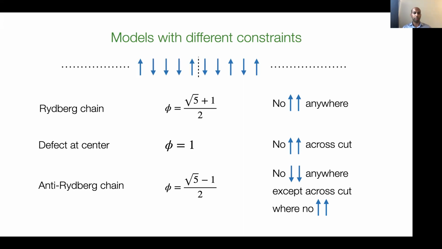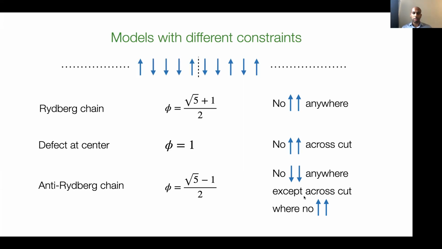And you can also construct something like an anti-Rydberg chain. It's sort of the opposite of your Rydberg chain, where you disallow the down state everywhere, except across the cut where you have no up. This last state is a little artificial, but just to illustrate that you can actually realize this constraint in a model, you can consider this scenario. So now you can construct local models having these three constraints.